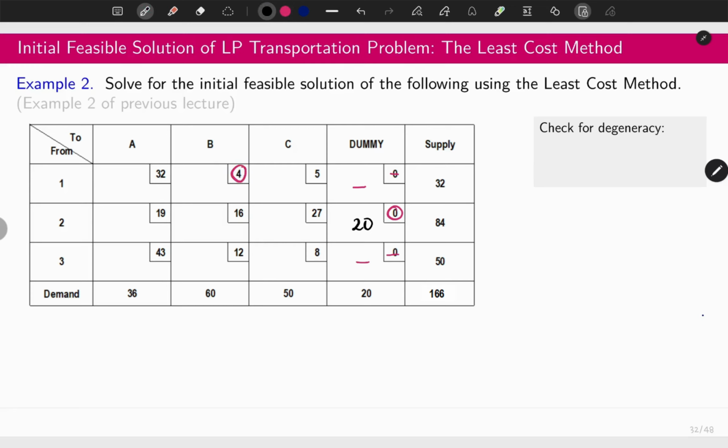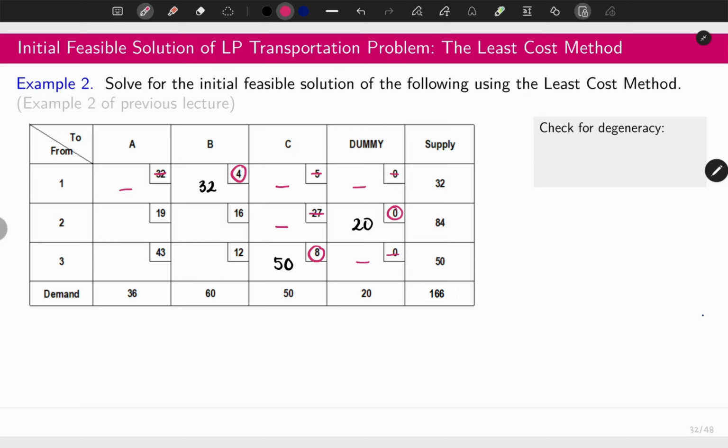Okay, I'm going to allocate how many? 32. Saan galing yung 32? Syempre, dito. Okay, ayan. So, mawawala na to. Let us cancel this para hindi makagulo sa pag-select natin ng next least cost. Next that we'll have is 8. Okay, here we can allocate 50. Okay, the supply is exhausted at the same time the demand was met. Okay, so we cross this out because there's nothing more to allocate here.